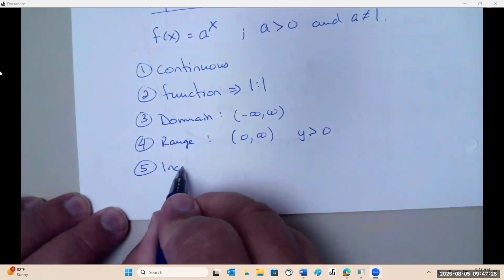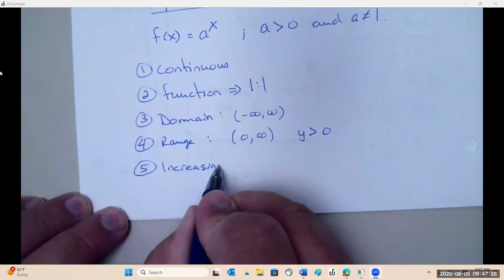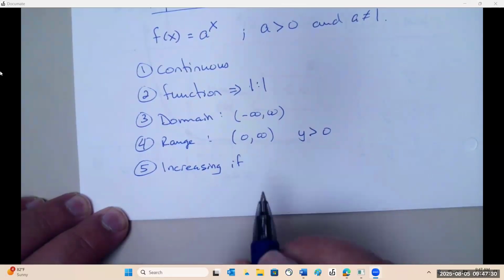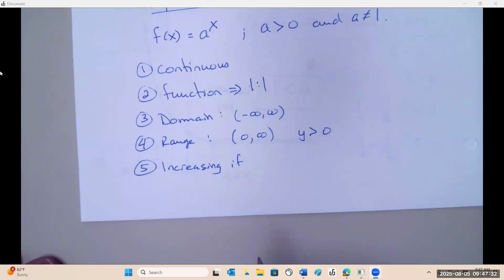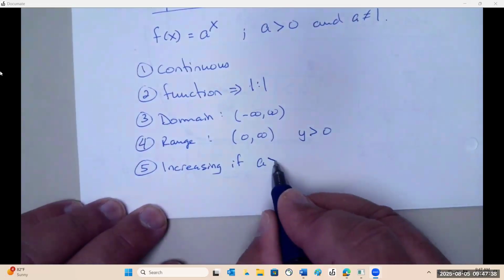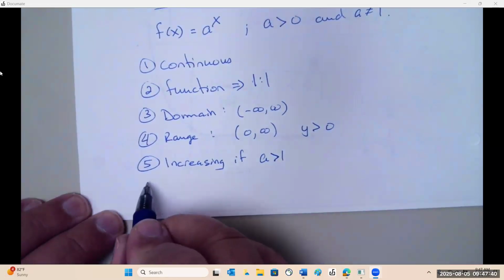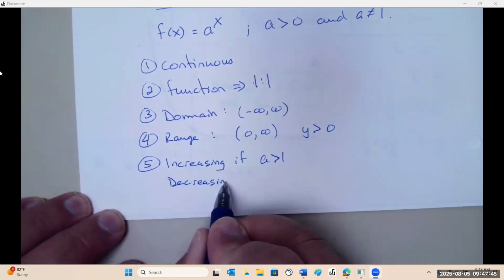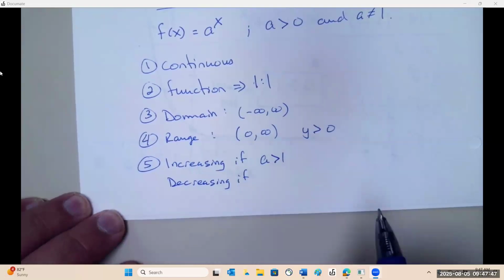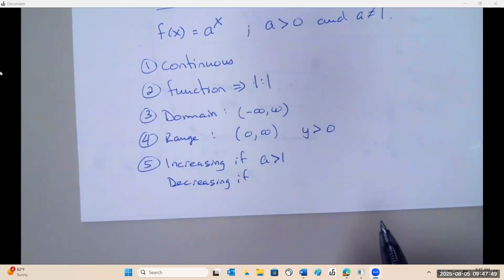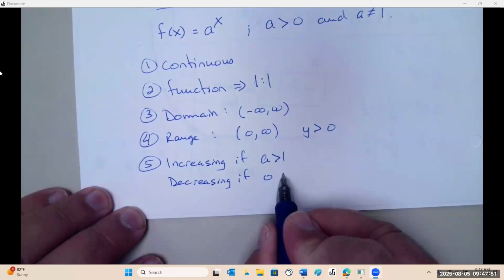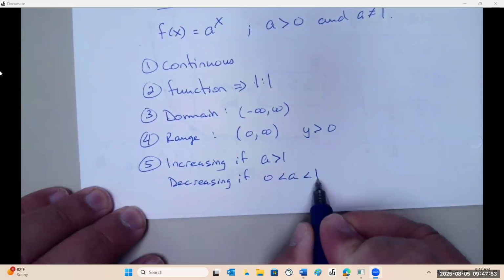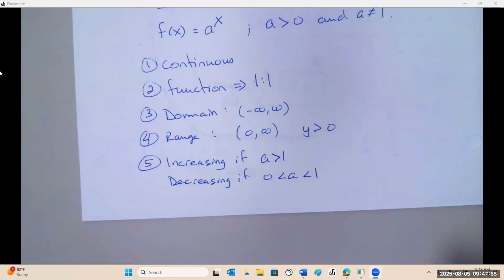So it's increasing if what is true? It's an increasing function if a is greater than 1. And it's decreasing if a is where? Between 0 and 1. Very good. Or if it's a fraction or a decimal.